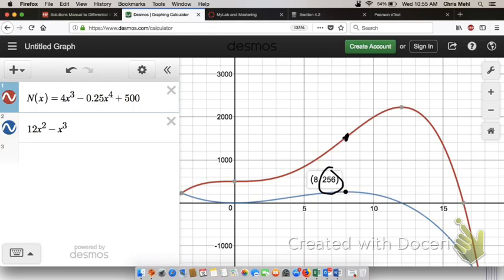And then what happens is that this point of diminishing returns, that's the place where, again, you have a maximum rate of change in sales. Okay, after that point, your rate of change in sales is going to start decreasing.